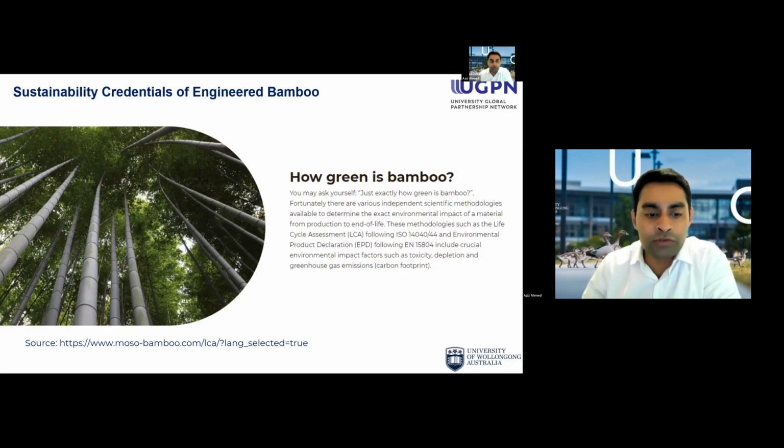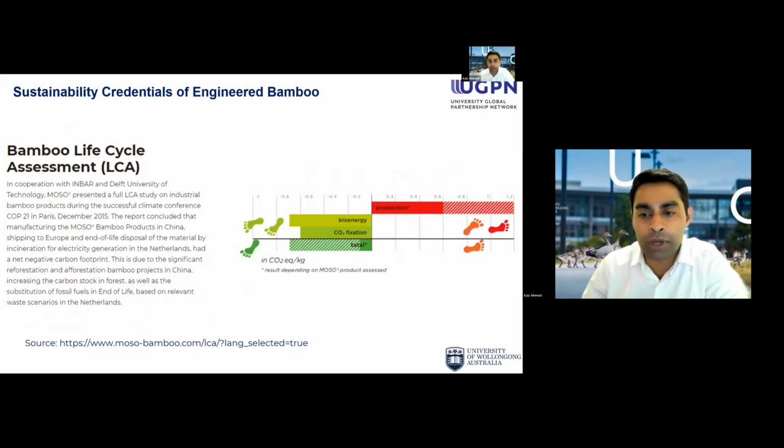Again, I'll refer to the Moso Bamboo work. They have done very good work in getting all this certification, and the data are publicly available. So I recommend you please have a look and see whether you can do something similar for other places. This is done for the Netherlands, of course. For our research, our team needs to do it for Australia, the US, the UK, and Brazil.